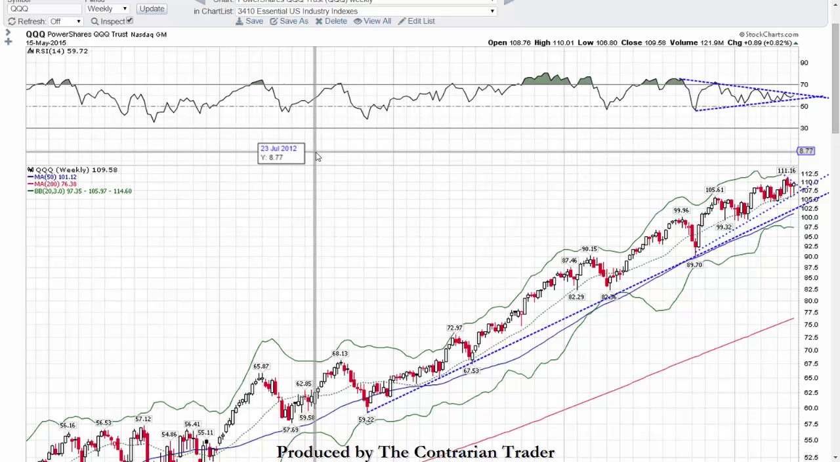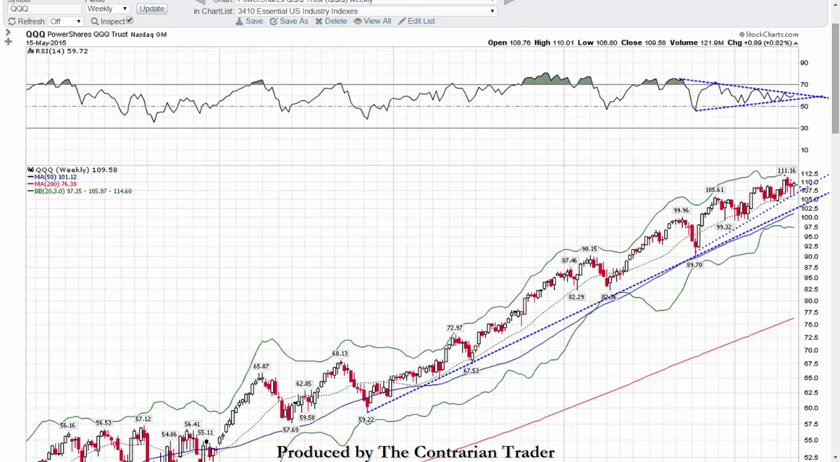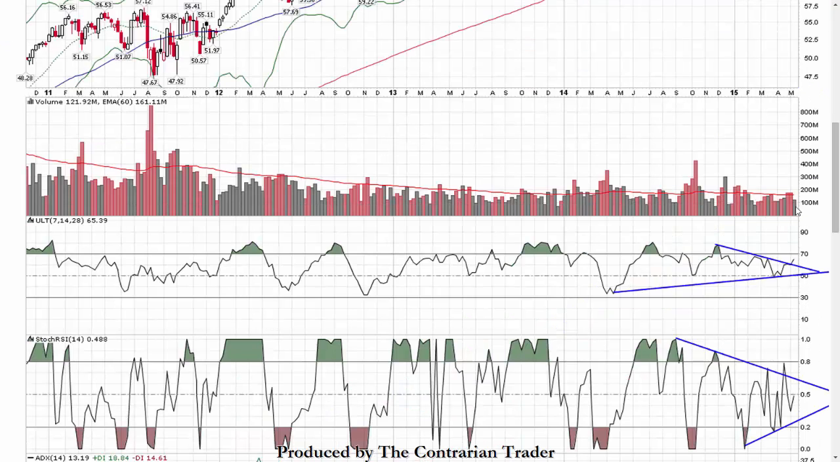And you may be asking, Bob, you mentioned volume before. Where does volume come into play with the weekly chart? Well, it wasn't good. Let's take a look. Volume was very, very low.